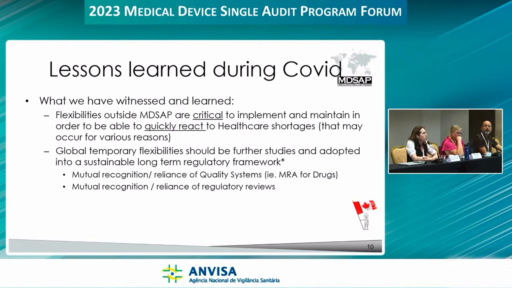What we have witnessed and learned is that flexibilities outside of MDSAP are critical to implement and maintain in order to quickly react to healthcare shortages or other emergency situations that may occur for various reasons. What we're saying is global temporary flexibilities should be further studied and adopted into a sustainable long-term regulatory framework, such as mutual recognition of quality systems, as well as mutual recognition and reliance of regulatory reviews.